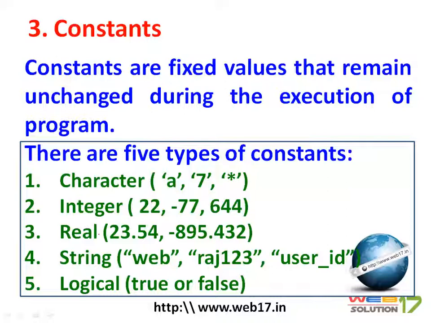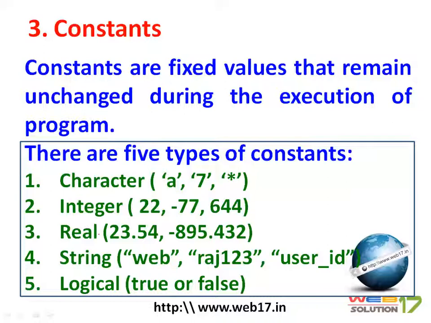And string is a group of characters enclosed within double quotes. It may be a combination of only alphabets, or alphabets and digits, and also alphabets, digits, or special symbols. And the last is logical constant, meaning the true or false values. In C language, all the non-zero values are considered as true, and 0 is considered as false.